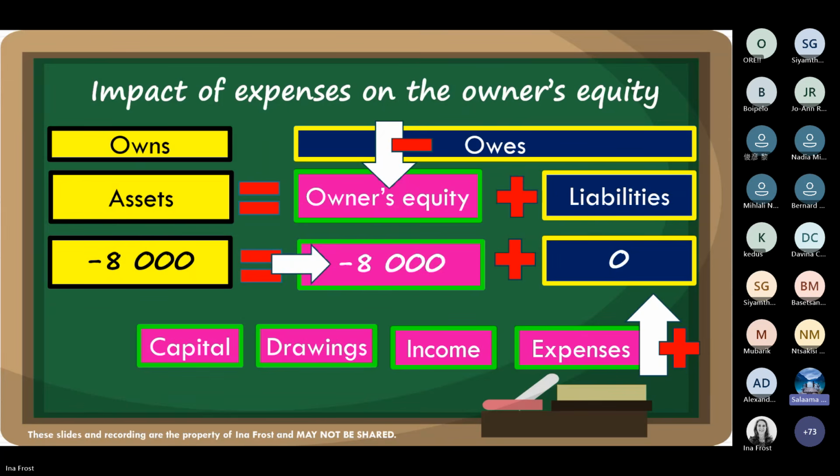So if it's drawings and expenses, they should just remember, as you just explained, that the impact is that it decreases the owner's equity, so the wealth of the owner. Okay, and the profit will be decreasing, and capital and income will increase the owner's equity.